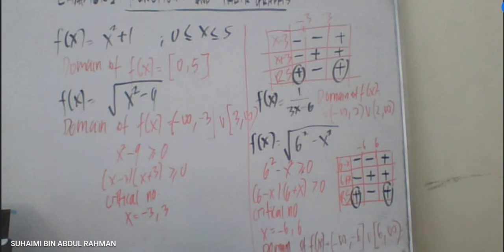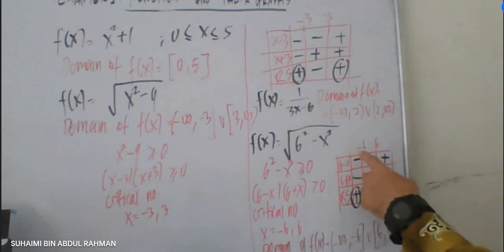Sir, is that positive or negative then? Yes? From the equation, how can we know that it is greater than 0? Because we have to make sure that 6 squared minus x squared must always be greater than or equal to 0. Okay, thank you, sir.